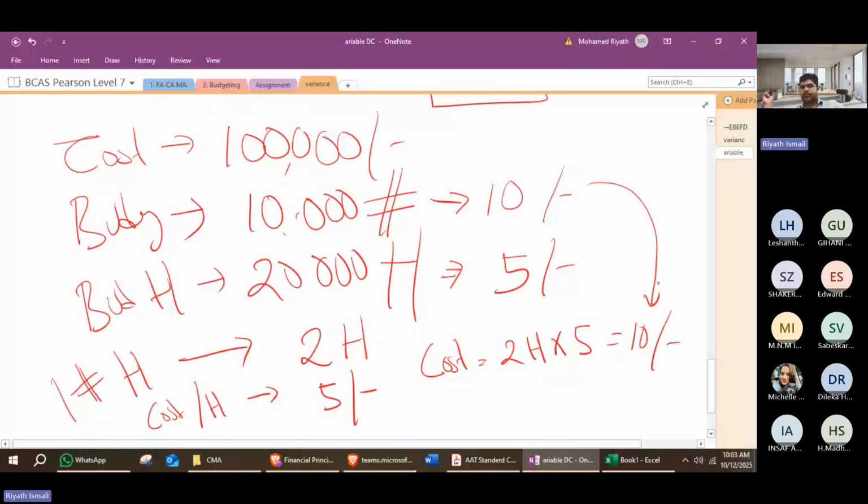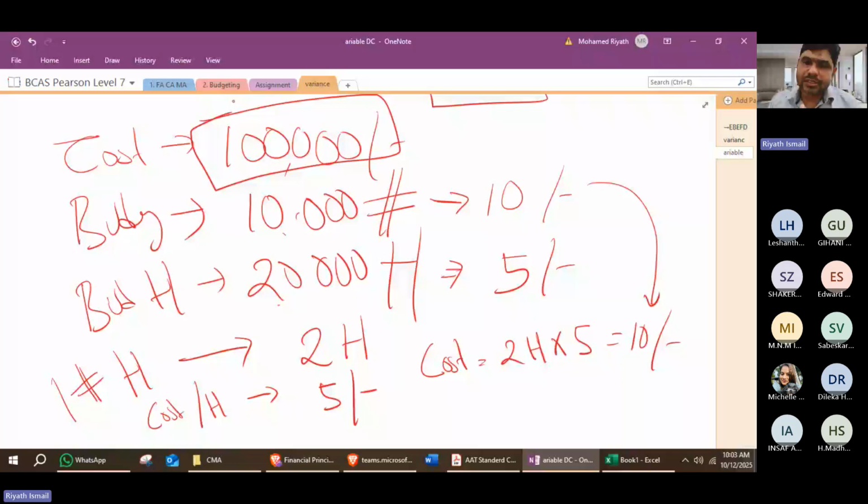My concern here is to understand why it is favorable and why it is adverse. Whether you have produced 10,000 units, or used 20,000 hours, 25,000 hours, or 30,000 hours, no matter, this 100,000 cost is already incurred.